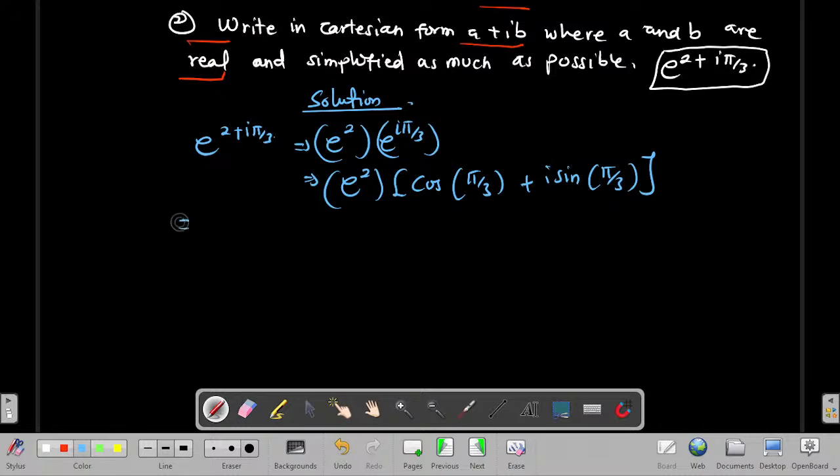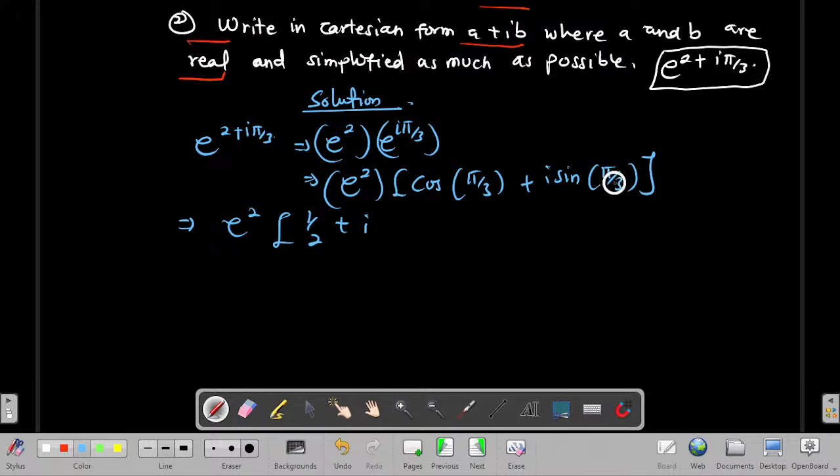So here, we still have e squared standing out, multiplying this. What is cosine pi over 3? Remember, pi is 180, so 180 over 3 is 60. So you simply find what cos 60 is. You enter the value for cos 60 into the calculator, and that gives us a perfect half. Then we come here, plus i.